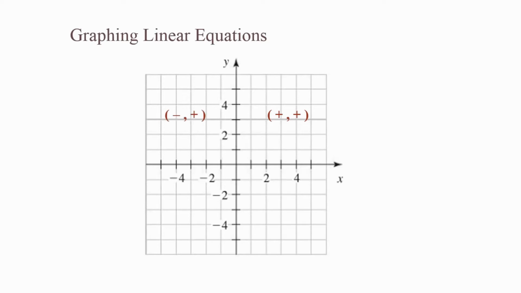The second quadrant will have a negative x and a positive y. The third quadrant will have a negative x and a negative y. And the fourth quadrant will have a positive x and a negative y.